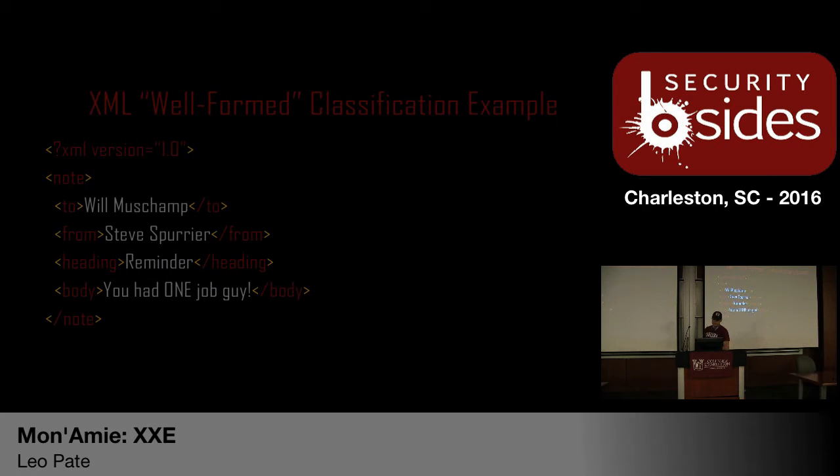You kind of can't read it, but it starts up at the top as you define the XML version 1.0, and then right where above it says Will Muschamp, it says note. So I'm establishing a note. It's going to Will from the head ball coach, Steve Spurrier, with a heading of reminder, and it said you had one job, guy, and that's because Carolina lost today.